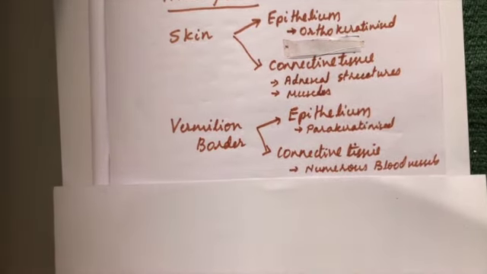Now let's start drawing the vermilion zone. We also need to remember that this is the area which generally goes dry. Once we understand the components of this area, we will understand why this area is dry compared to the other areas of the vermilion zone. So let's start with drawing.